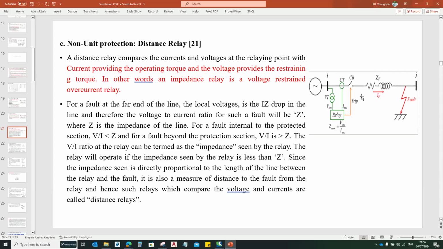Generally in relay protection, the distance relay has zone 1, zone 2, zone 3. If you set zone 1 as 80% of the protected line, then it will compare 80% of ZL with this Z seen. If Z seen is less than that particular value, then we go with the tripping of the circuit breaker.